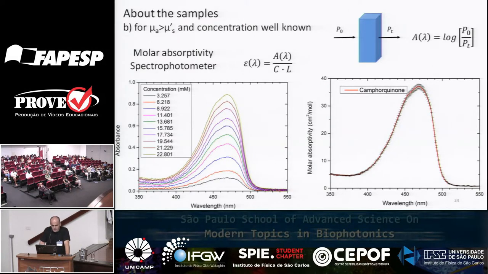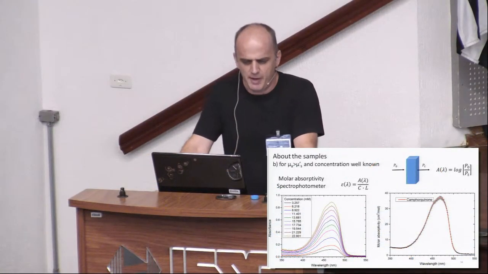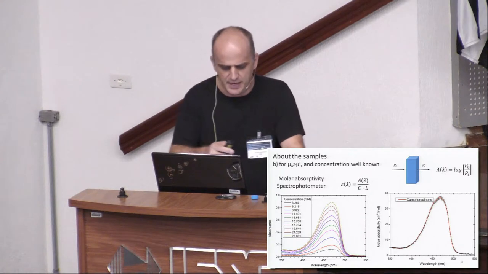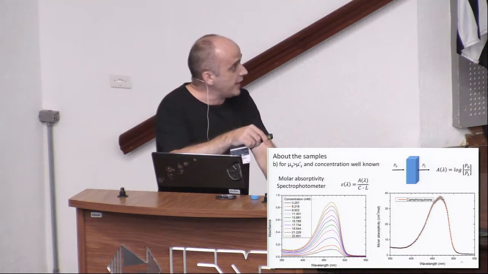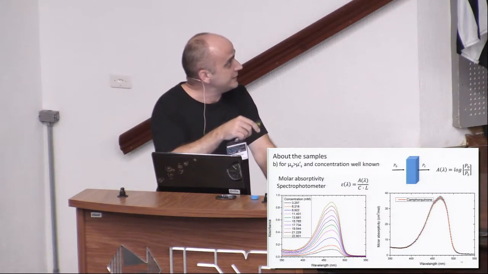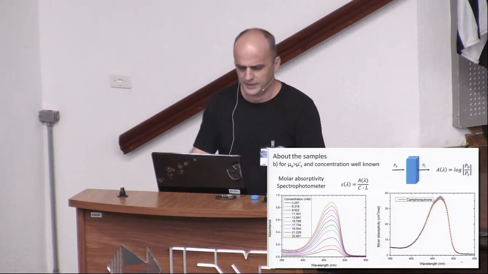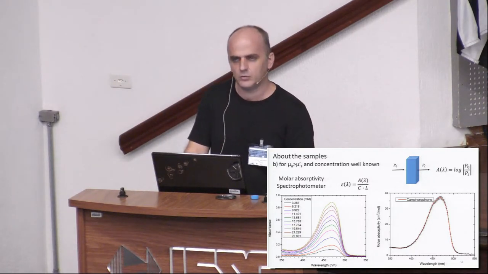If your sample is low turbidity, you can measure molar absorptivity. Then you have access to your photosensitizer or the different sample you are interested in. But the problem here is you are measuring only the transmitted power. That is valid only if you have no turbidity.